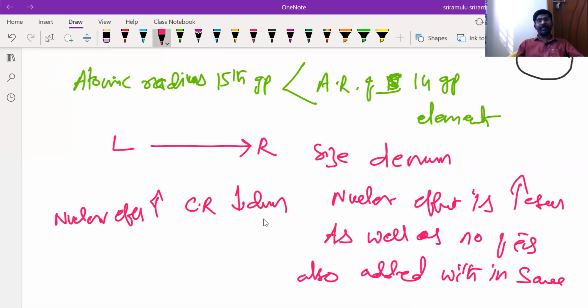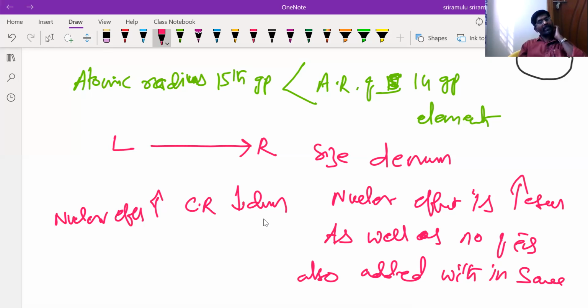And one more thing is that the newly added electrons go into the same orbitals. So that's why the size of the element remains constant, or it may decrease, like this. Students, it remains constant or decreases. So this is the phenomenon.